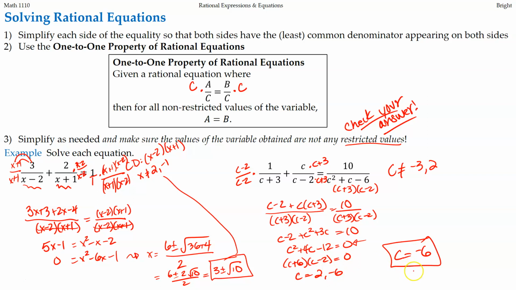But at the end, I reported only minus 6. That's because I checked my answer. If I noticed, 2 ended up being a restricted value, meaning I can't have 2, so I could only have an answer of minus 6. Be careful. Make sure to check your answers. That's kind of the idea with rational equations. Again, these do take a little bit of time to work through, and in doing so, you need to pay very close attention to your signs, and also make sure that you're not making any copying errors.